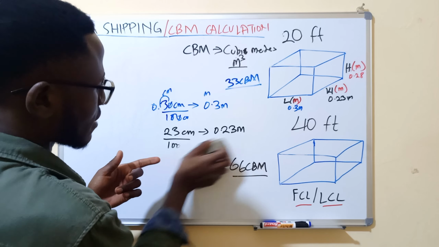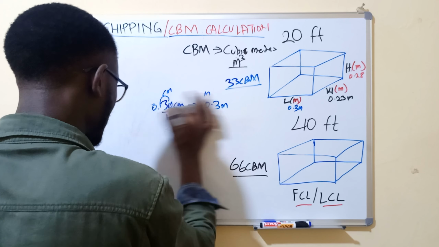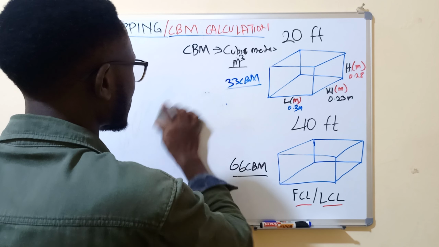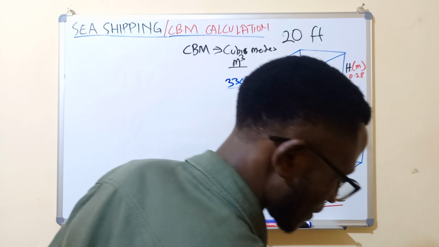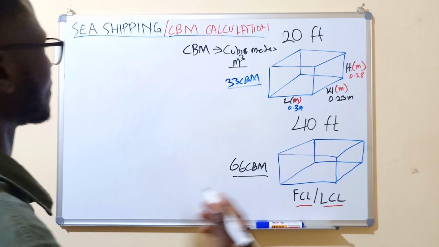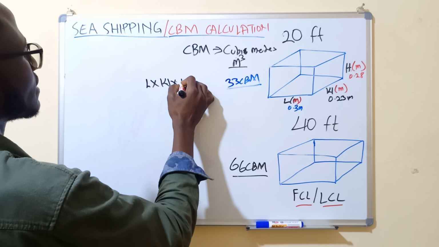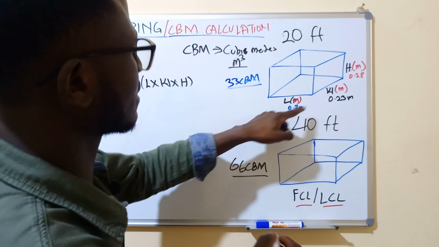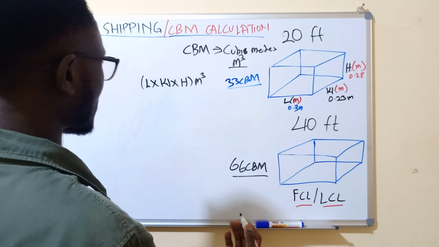And so I want to show you how we arrive at these figures. This is how you calculate your CBM. If you can learn this, you will never be overcharged, you will never make losses because you'll be able to pay the right amount. So, how do you find the CBM now? The formula is length times width times height. In bracket, all these meters, we get what we call cubic meters, or simply CBM.